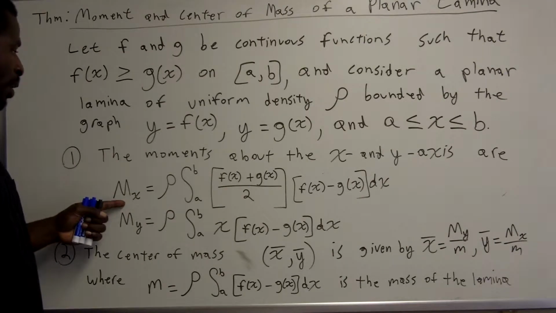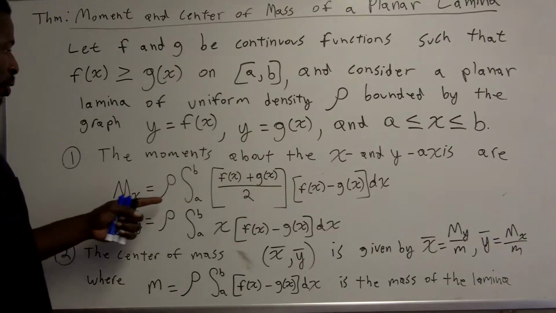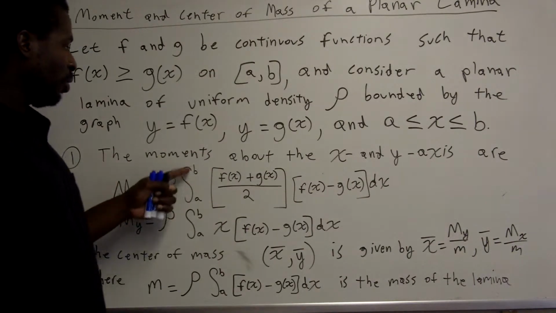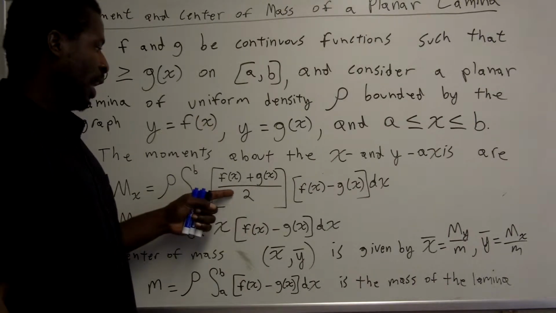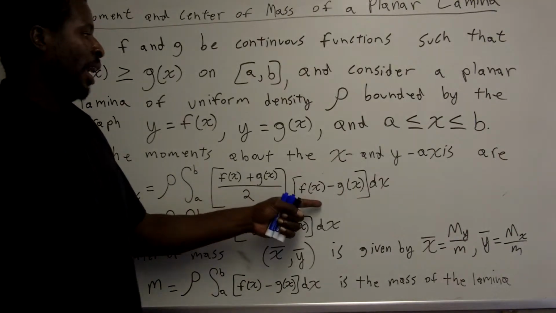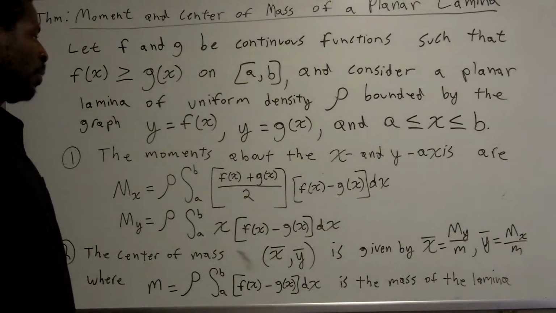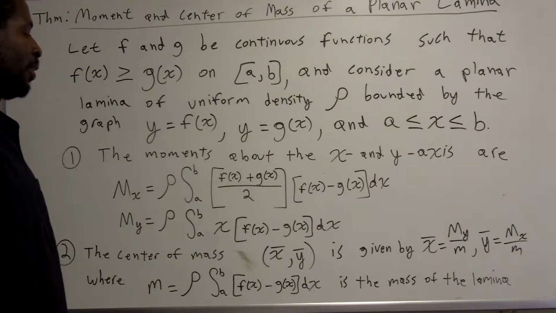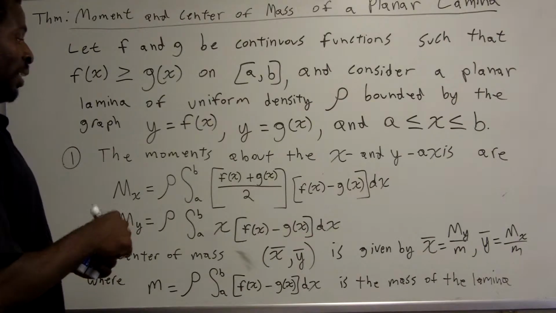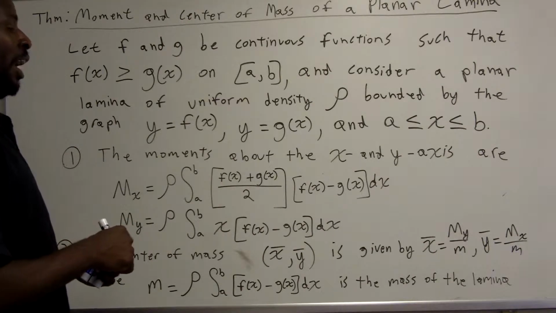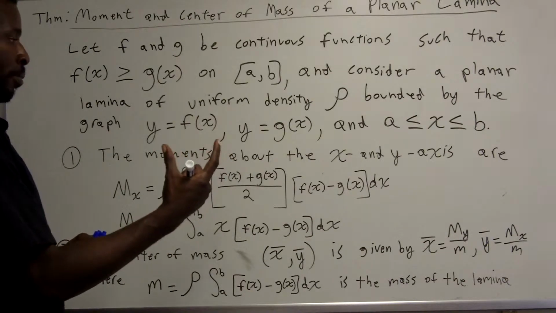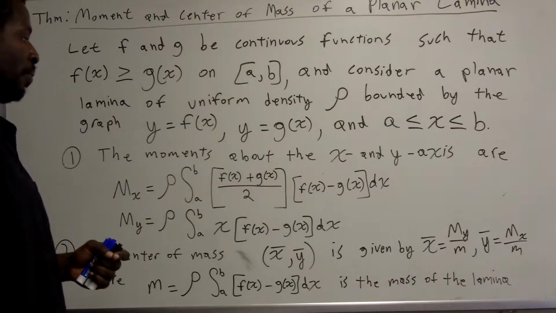The moment about the x-axis, horizontally, is going to be rho times the integral from a to b of the average of the two functions times the difference of the two functions dx. What this is, well, this is really just the mass of the lamina times the length of the moment arm.